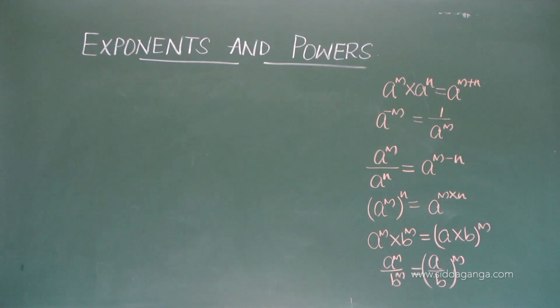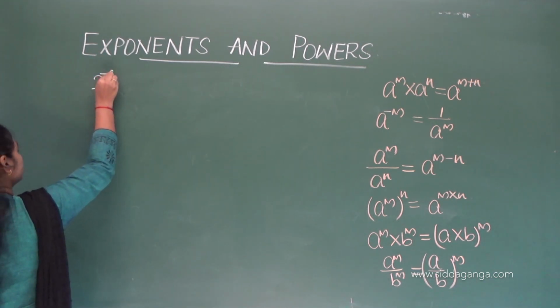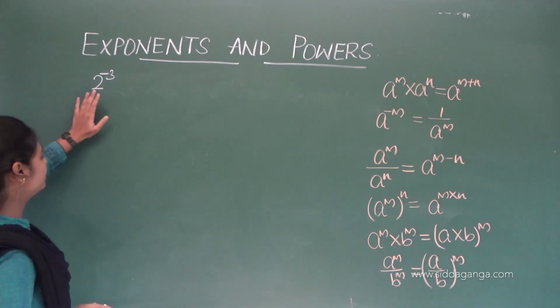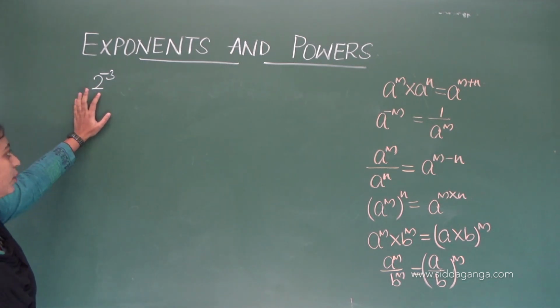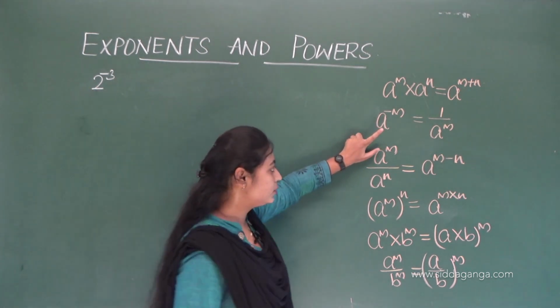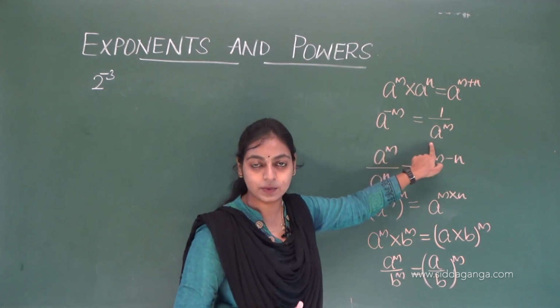With examples, find the value of 2 to the power of minus 3. 2 raised to the power of minus 3. You have to find the value of 2 raised to the power of minus 3. So when there is a negative exponent, what can we do? a to the power of minus m is equal to 1 divided by a raised to the power of m.